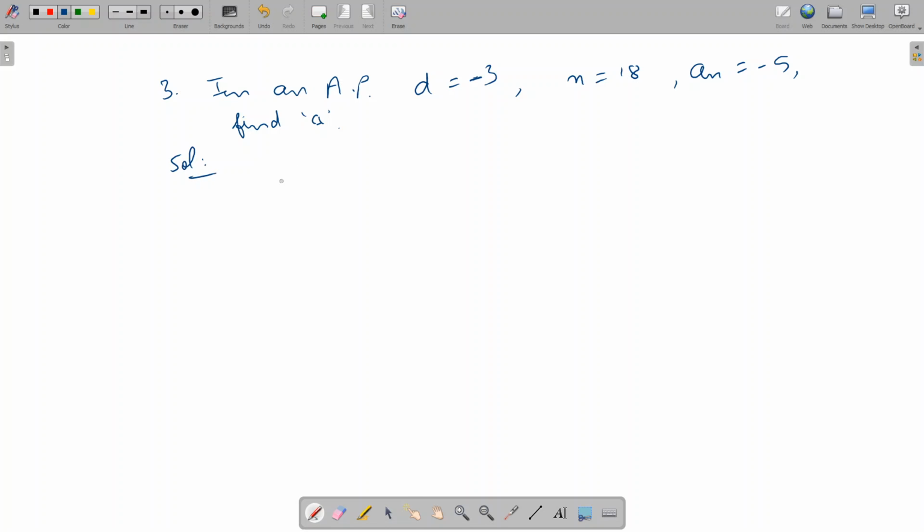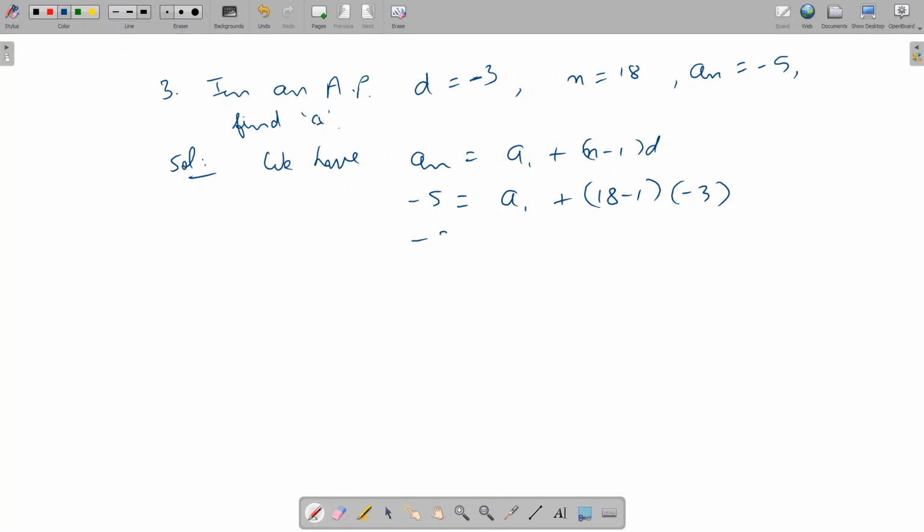So first of all, as you know, we write down the formula for the nth term of an AP. We have an equal to a1 plus n minus 1 into d. Just simply put the values of an, n and d, and a1 we will keep as it is because it is not given to us, that we have to find. So an is minus 5 equal to a1, that is the first term, plus n, n is 18, so 18 minus 1 into d, d is minus 3.